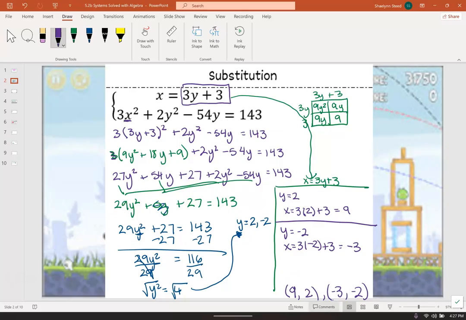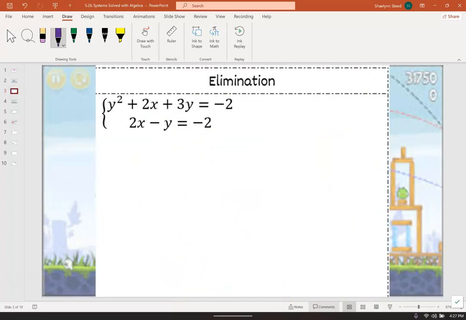So that's how you do substitution. You solve all the way for one variable, and then you have to plug it back in and get the other variable. So now let's go over elimination. Elimination only works if you can completely eliminate one of your variables. So if you can completely eliminate all the x's or completely eliminate all the y's, this is a great method.